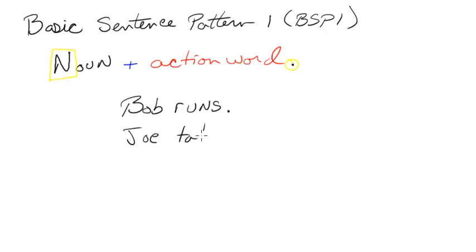Joe talks. Dogs bark. You can see in these sentences that the action words are telling the nouns what to do.